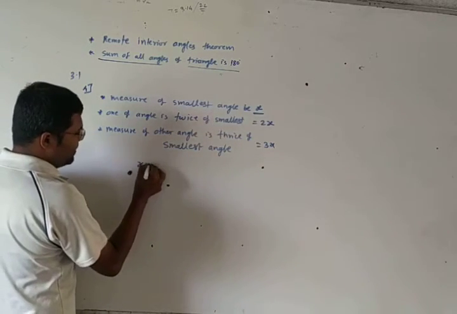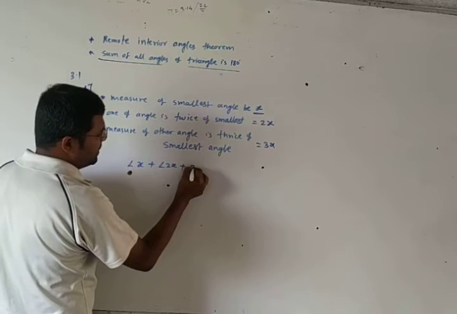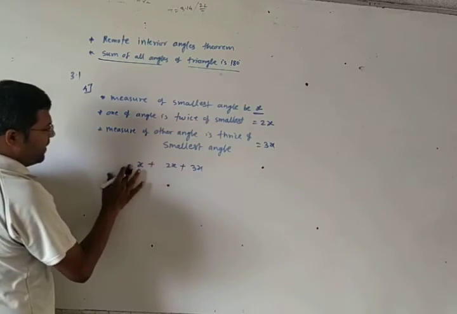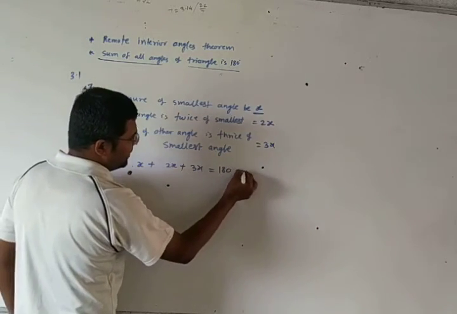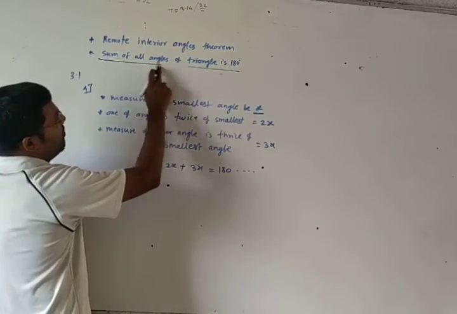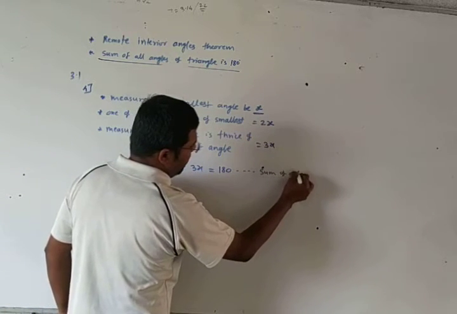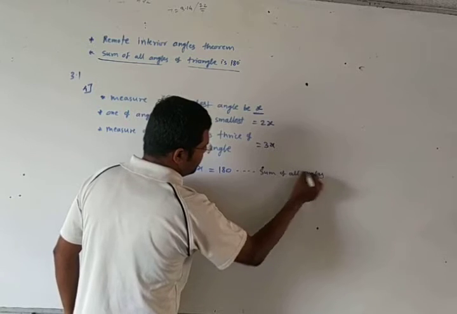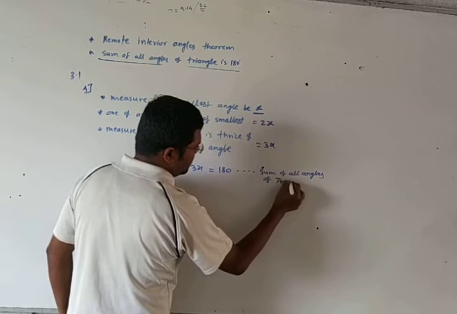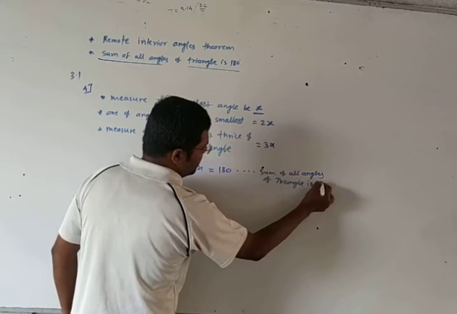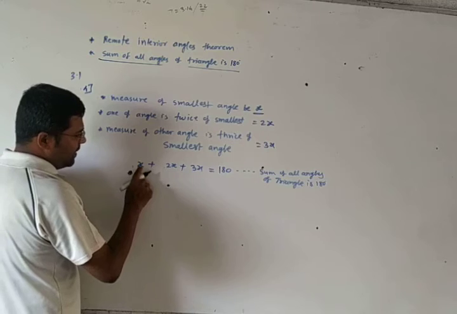So angle x plus angle 2x plus 3x. Okay, don't write it angle. x plus 2x plus 3x is equal to 180 degrees. The reason is sum of all angles of a triangle is 180 degrees. Okay.